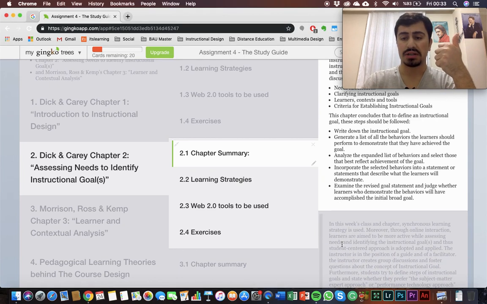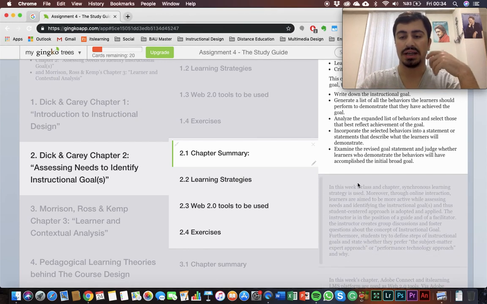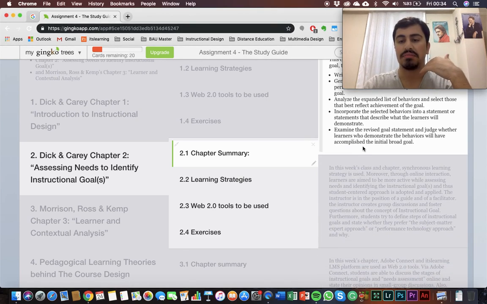This chapter concludes that to define instructional goals, these steps should be followed. Write down the instructional goal, generate a list of all the behaviors that the learners should perform to demonstrate they have achieved the goal, analyze the expanded list of behaviors and incorporate the selected behaviors, and examine the revised goal statement.